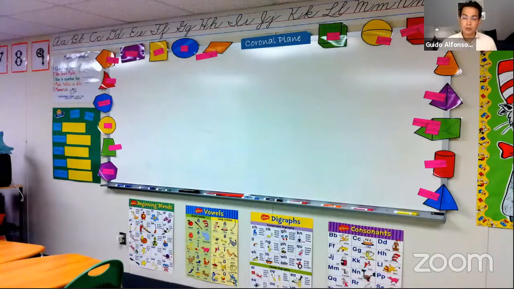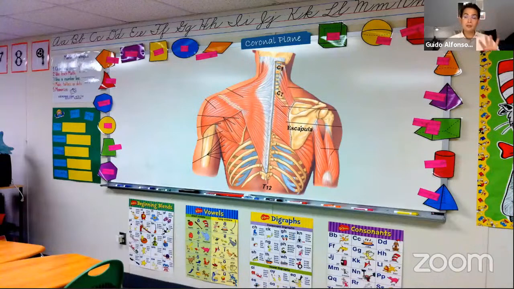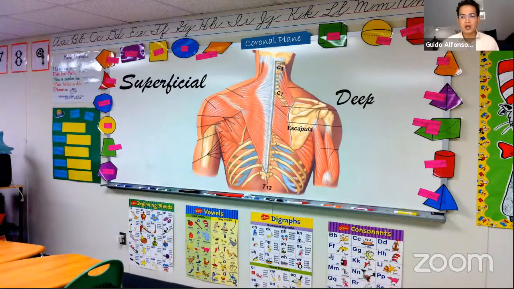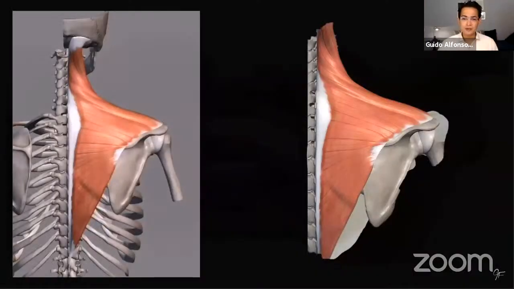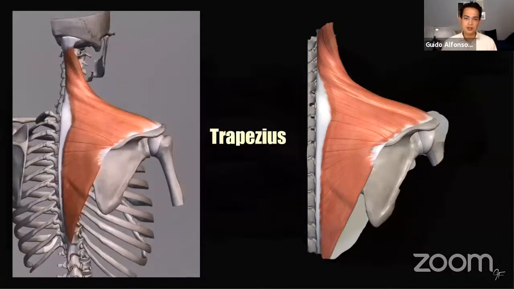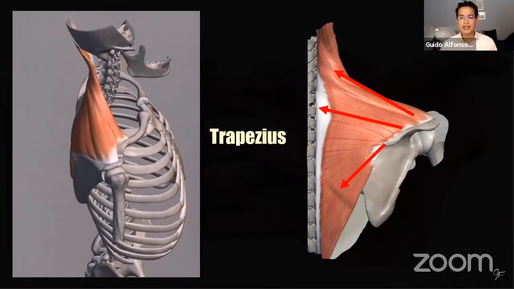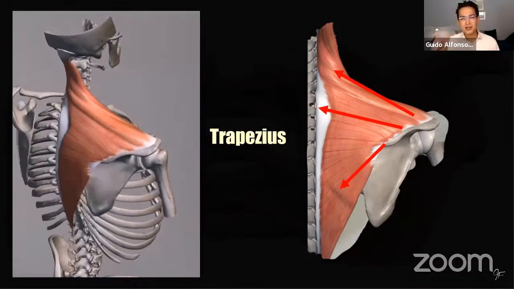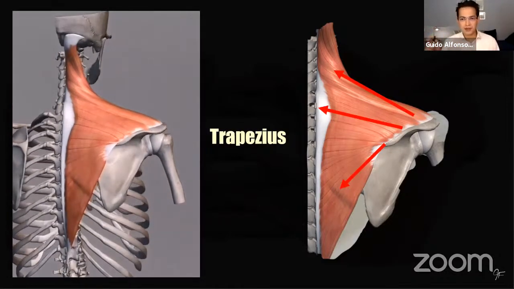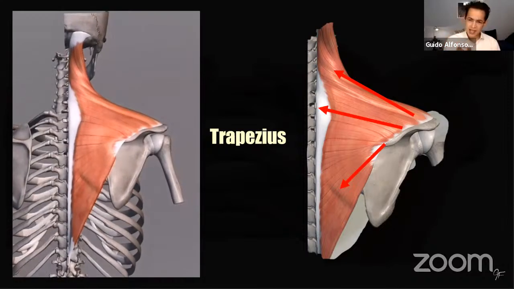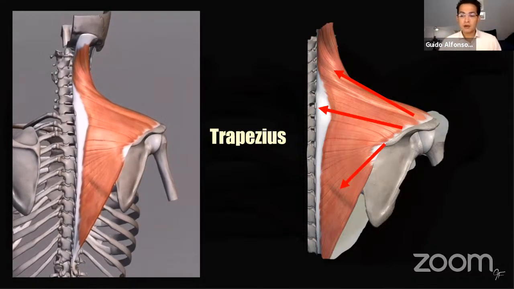And from med school, we learned that in the coronal plane, remember, in the posterior view, we can find a superficial layer and a deep layer: trapezius, levator scapulae, and rhomboid muscles. In the superficial layer, we find the trapezius. Trapezius comes from the nuchal ligament down to T12 and inserts in the spine of the scapula, in the most lateral part of the spine of the scapula and clavicle, across the spine of the scapula and at the base of the spine of the scapula.